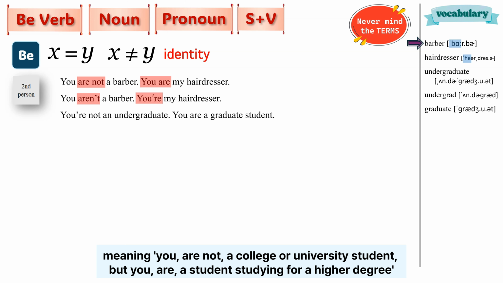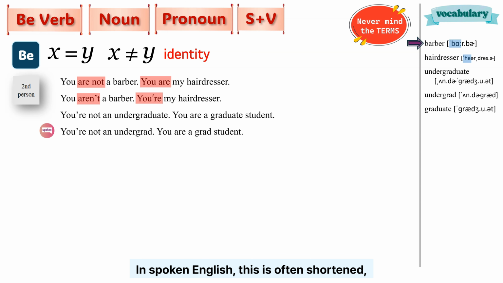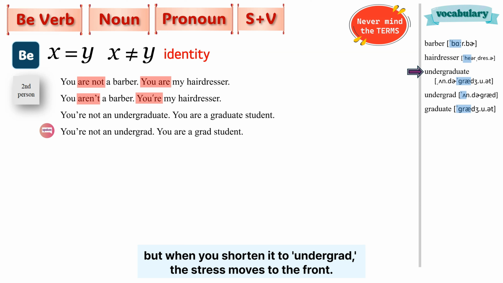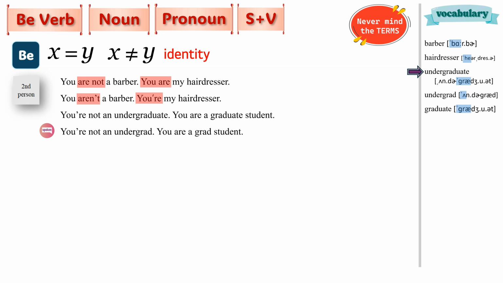You are not an undergraduate, you are a graduate student. Meaning you are not a college or university student, but you are a student studying for a higher degree. In spoken English, this is often shortened, but be careful, the stress changes. When you say the full word undergraduate, the stress is usually in the middle, but when you shorten it to undergrad, the stress moves to the front. You're not an undergraduate, you are a graduate student. You're not an undergrad, you are a grad student.